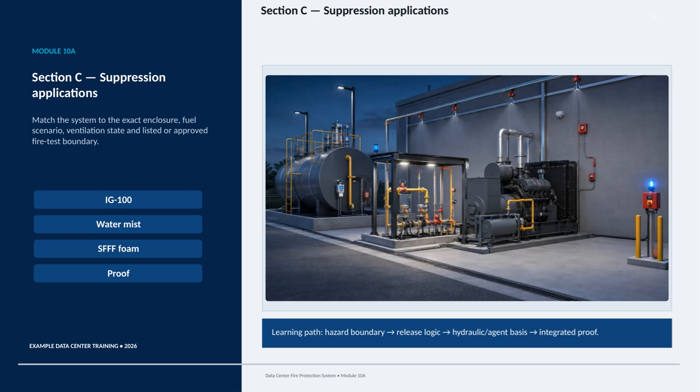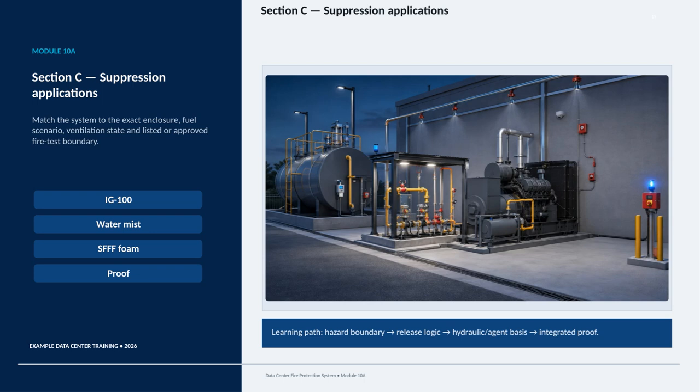That means evaluating the exact enclosure, the fuel scenario, the ventilation state, and the boundary established by the applicable fire test or approval. The selection has to be evidence-based and application-specific. The systems shown here, IG-100, water mist, and SFFF foam, represent different suppression approaches. They should not be treated as interchangeable options. Each one needs to be considered within the conditions for which it is listed, approved, or otherwise demonstrated.